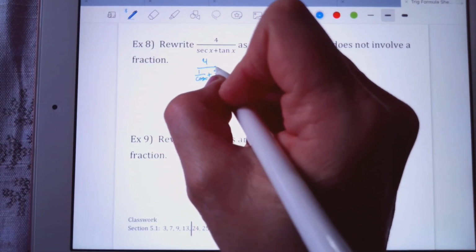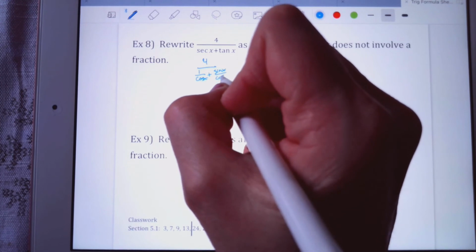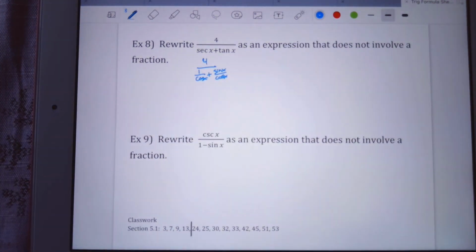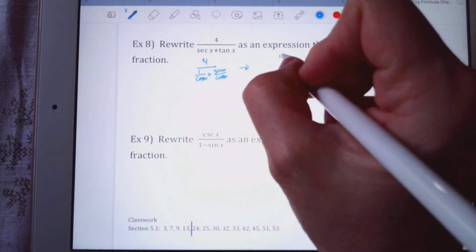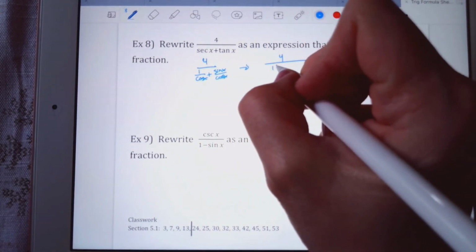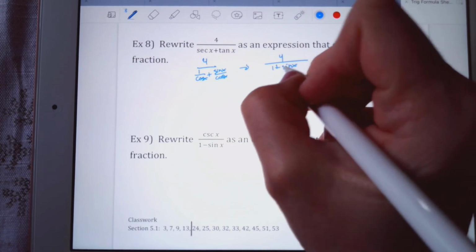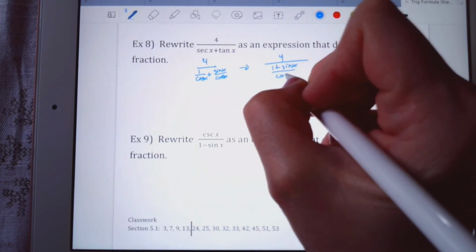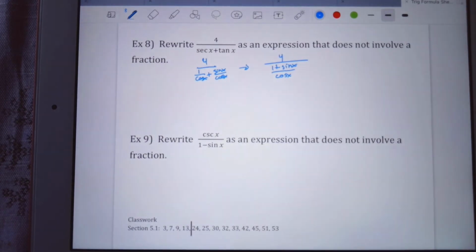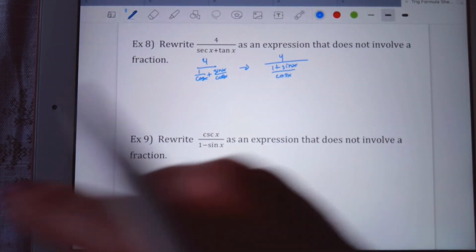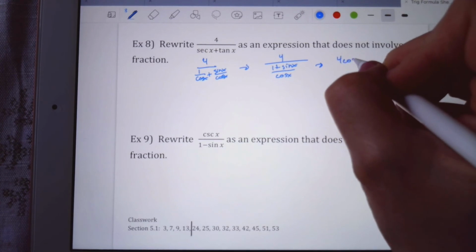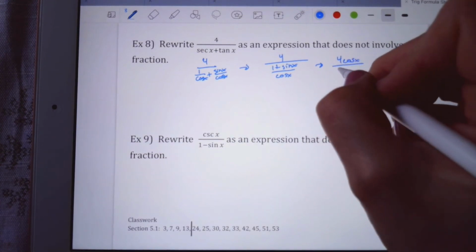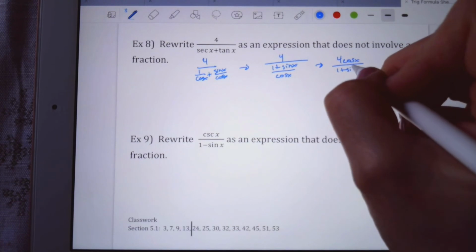Tangent is sine over cosine. Oh, so I'm liking my idea right off the bat. I got a common denominator. So this changes to 4 over, this is 1 plus sine over cosine. Okay, so if I flip the bottom up, I basically have 4 cosine, and the bottom is just 1 plus sine.